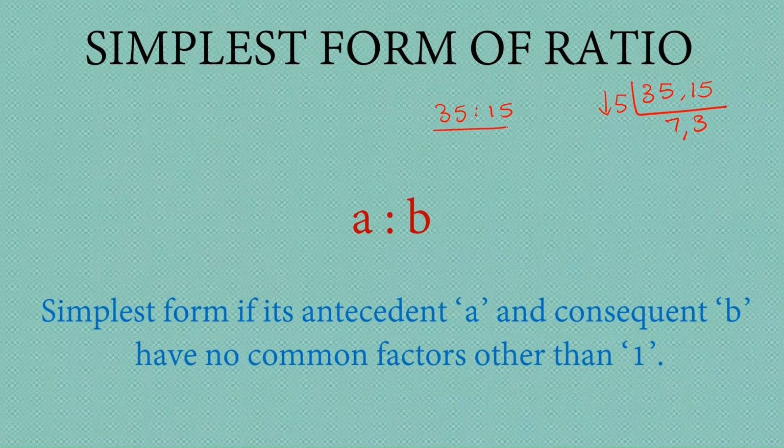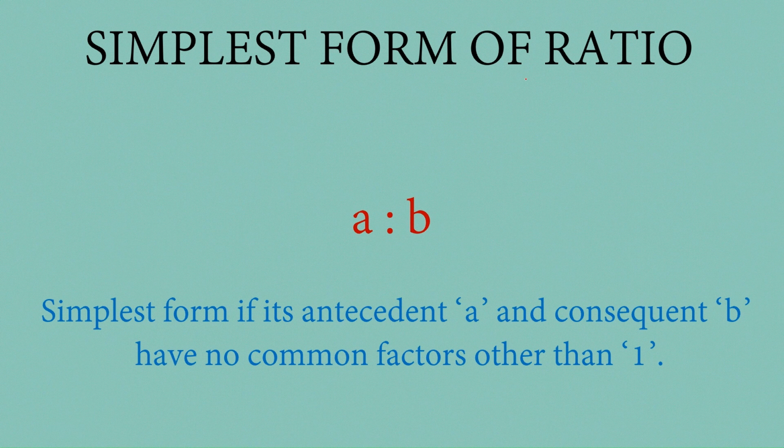Now divide this ratio by 5, both the antecedent and consequent, and we will get 7 is to 3. Now this 7 and 3 are both prime numbers, which means the highest common factor is 1. This 7 is to 3 will be the simplest form for 35 is to 15. In this way, we can find the simplest form of any ratio.